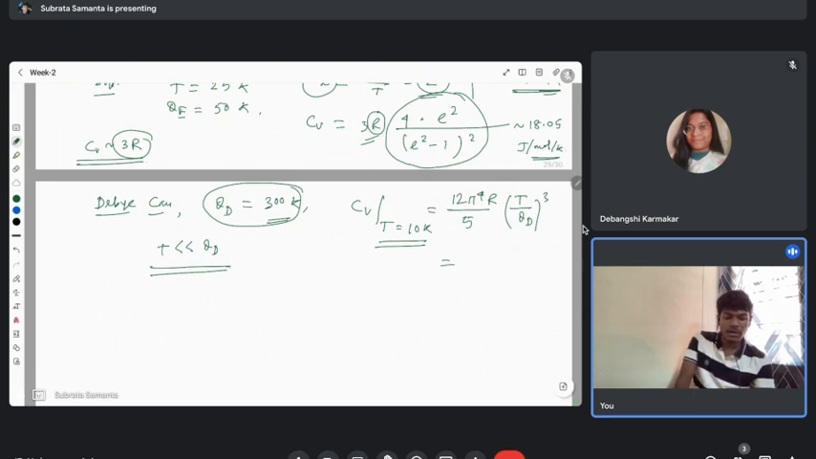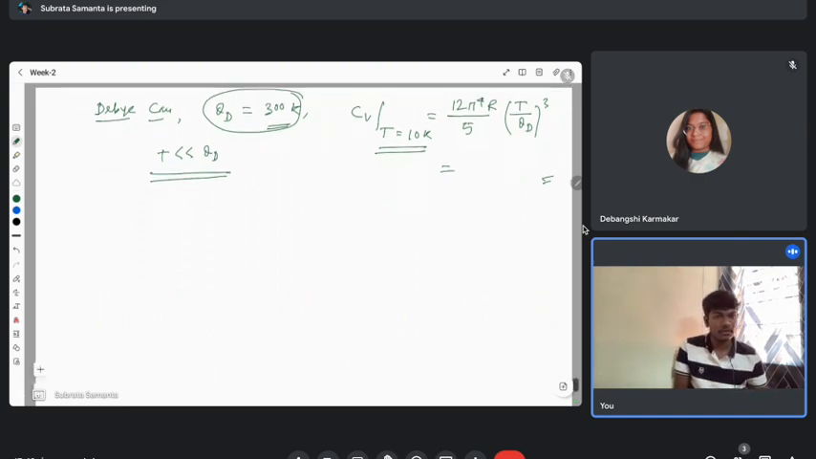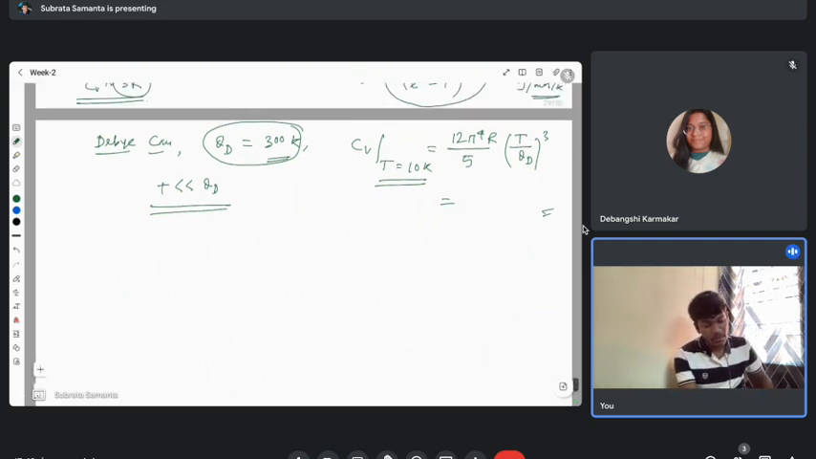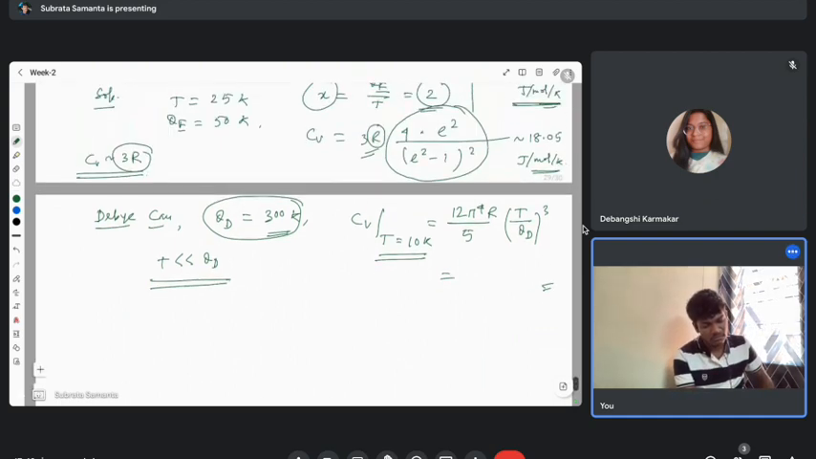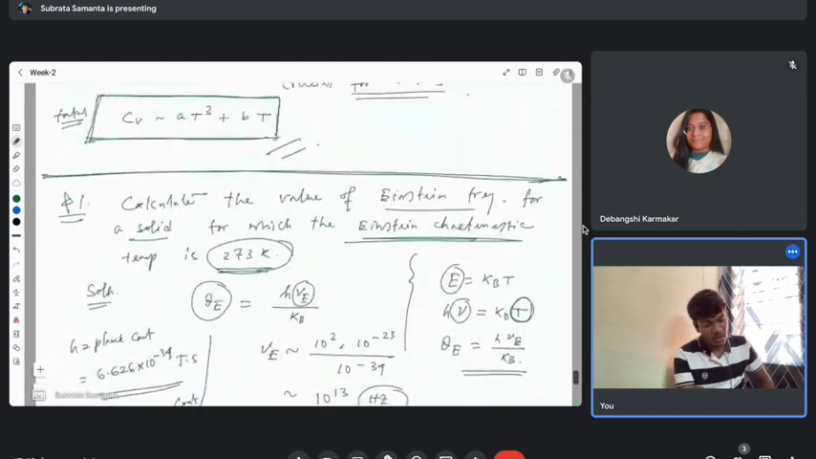So now you know R, and you know T is 10 Kelvin and theta D is 300 Kelvin. We get the results, right? So I think you can calculate these things. This one is clear, because if you calculate explicitly, then the calculation becomes complicated.